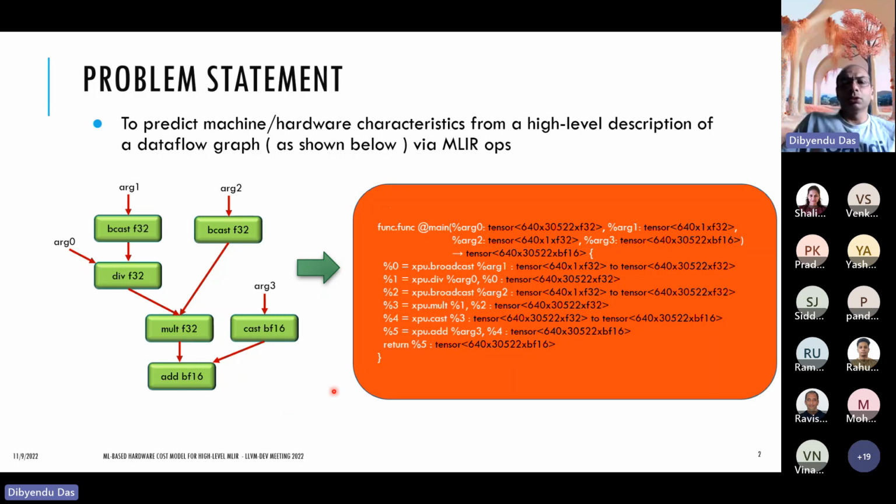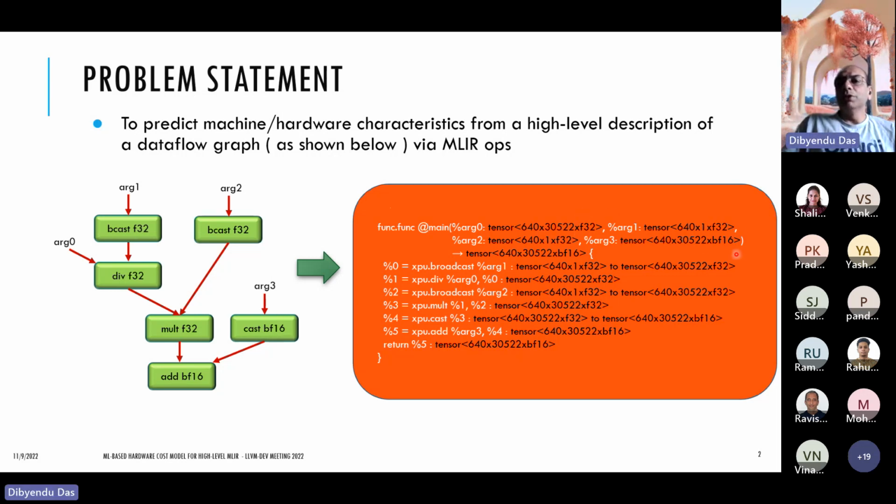So here, you see that this data flow graph becomes what is called the high level. I'll still use the word high level MLIR, because this MLIR is just the first level where we enter our compilation pipeline. If you see the data flow graph, this will be converted to a function, and then there are these arguments coming into this data flow graph, represented as multidimensional tensors. You can see these are the sizes of your tensor, 640 by 3522 of type F32.